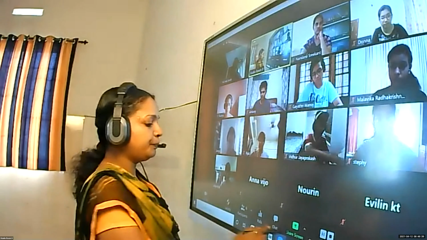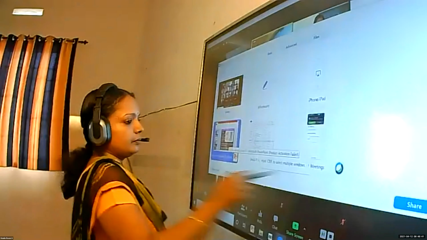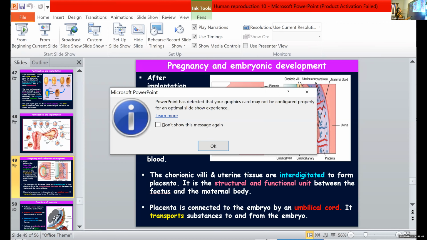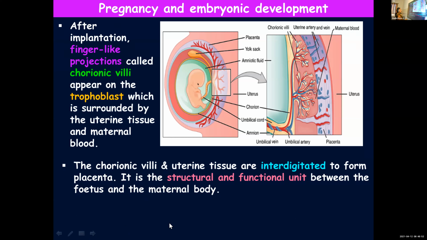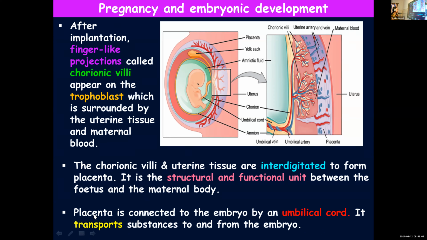So we'll continue. This we already discussed. The chorionic villi and uterine tissue are interdigitated to form the placenta. It's a structural and functional unit between the fetus and maternal body. And it is with the help of an umbilical cord that the placenta is connected to the embryo to facilitate the transport of substances.